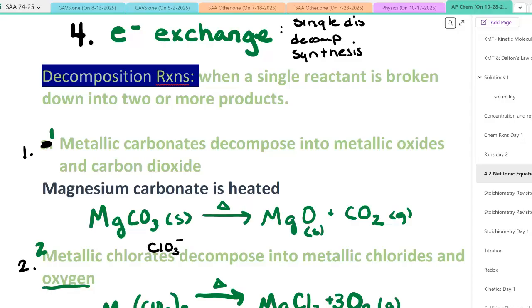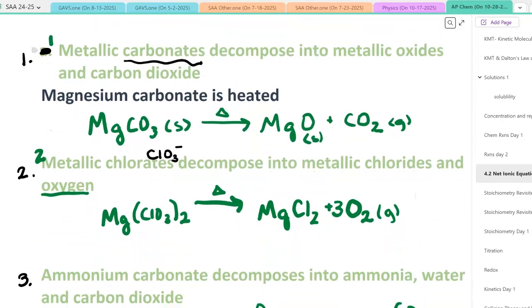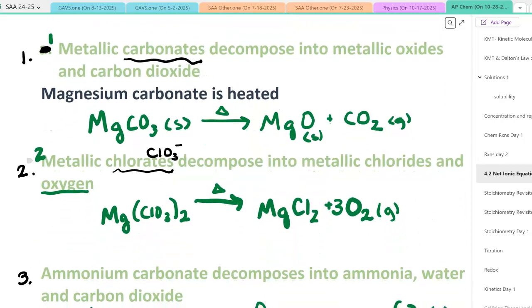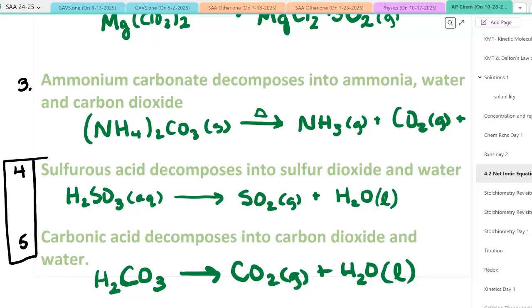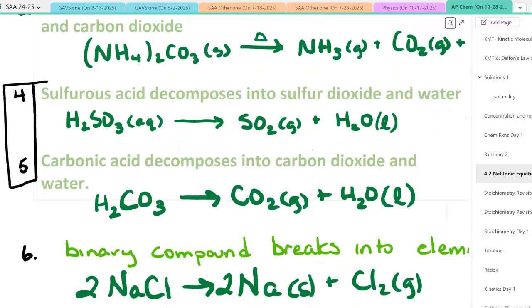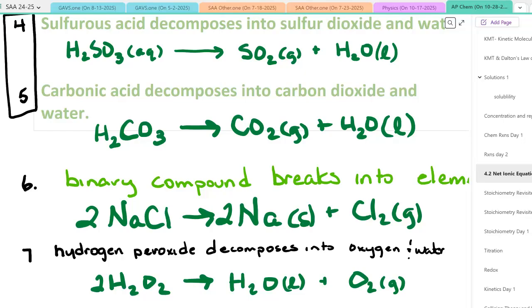Decomposition reactions follow some regular patterns, and one of them is about metal carbonates. Another one is what happens with the chlorates, with an example. What happens with ammoniums? What happens with the weak acid, sulfurous acid, not sulfuric, and what happens with carbonic acid. When you have a decomposition that doesn't have any of those polyatomic ions in it, and it's simply a binary compound, that means one cation, one anion. It can be in any proportions, but they're not polyatomic. They break down into simple elements, and then hydrogen peroxide decomposes into oxygen and water.